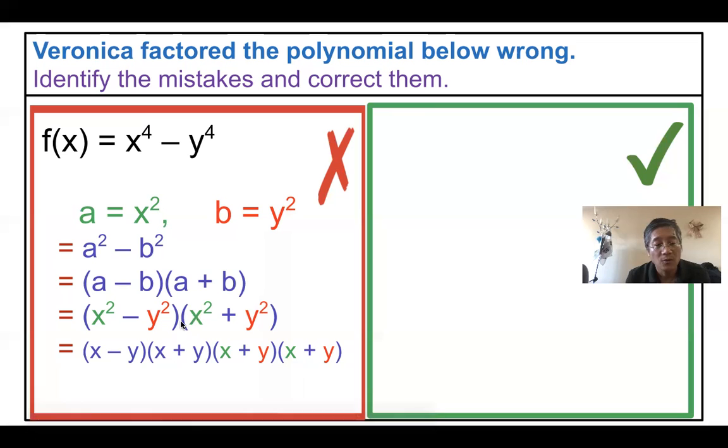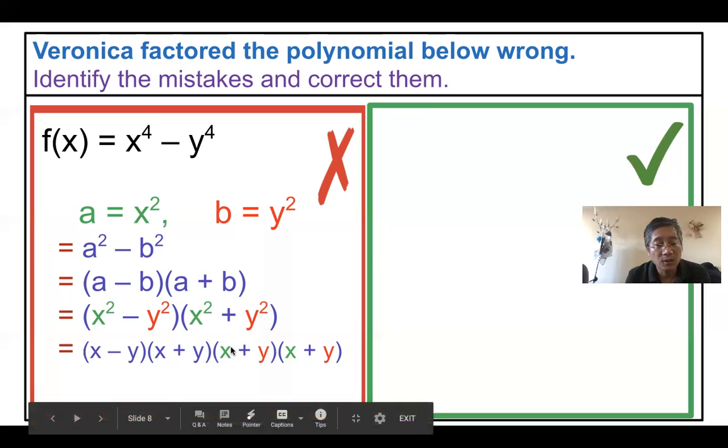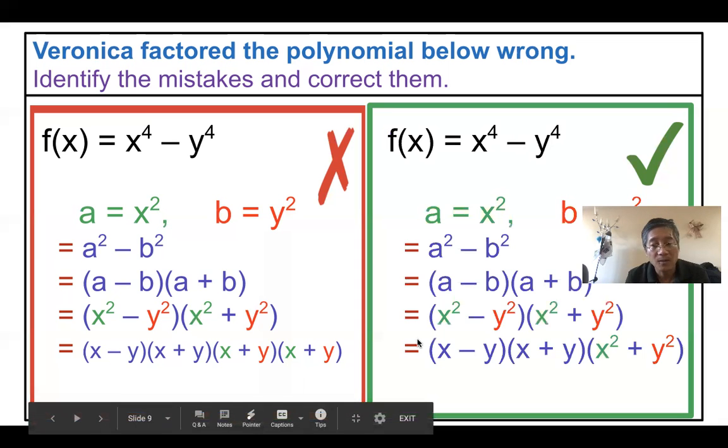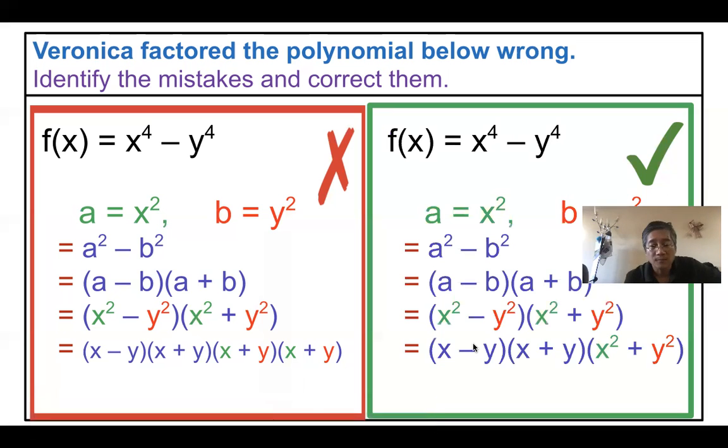So this is the error. One more time: you should leave x squared plus y squared here. Okay, like this. Then we are done.